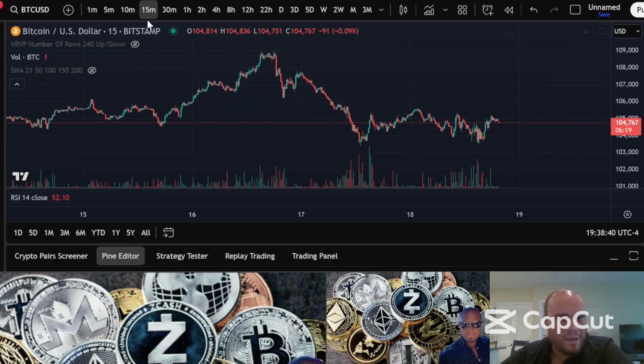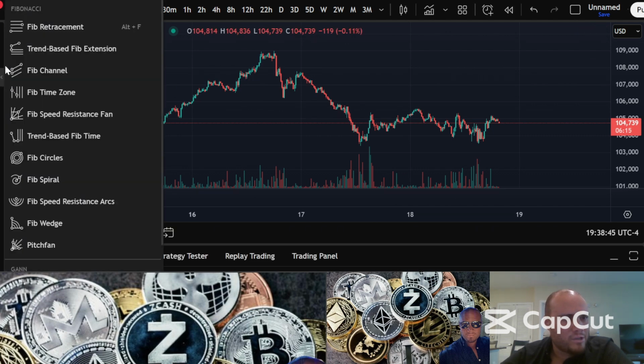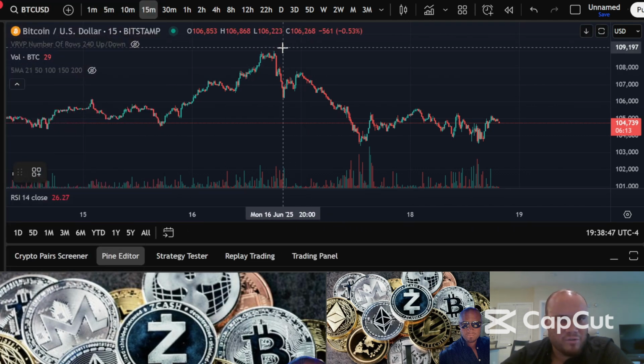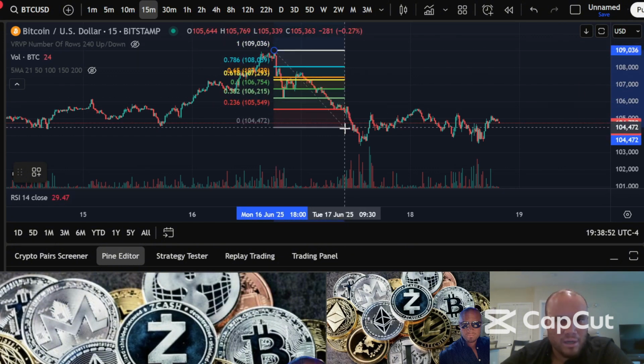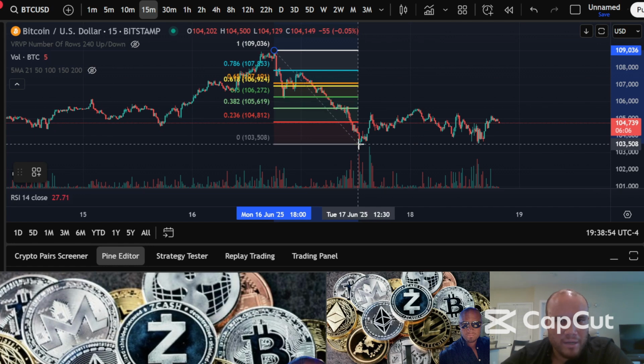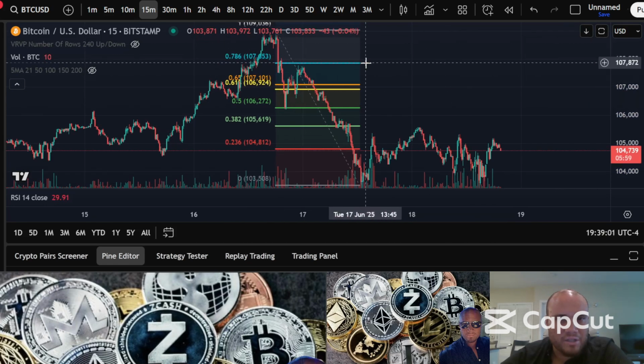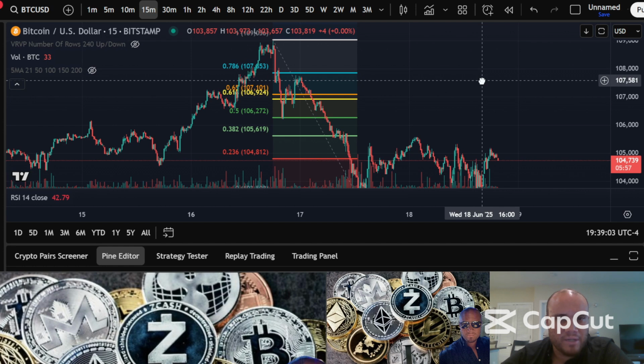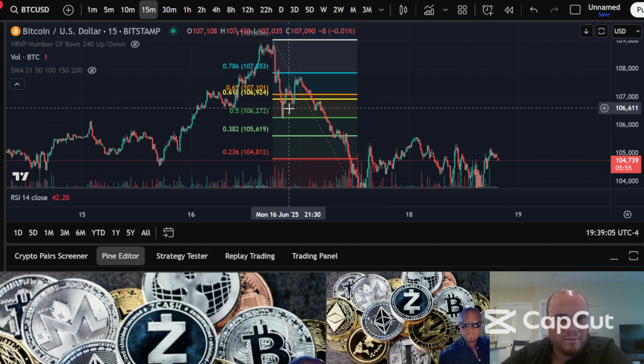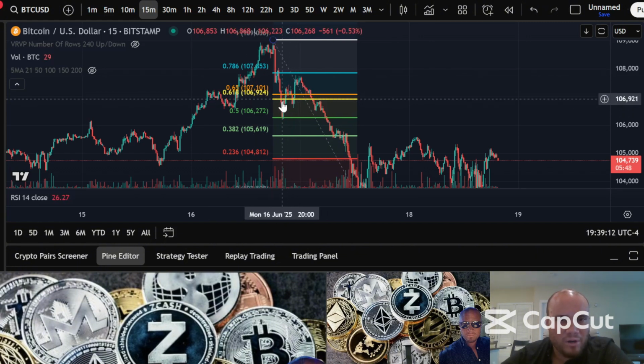Okay, if I'm on the 15-minute time frame here for Bitcoin, I can do another Fibonacci, measuring from the swing high here down to the swing low. And you can see that the price actually respects some of these levels here. As we came down, we came down to this golden pocket, which was acting as support for the most part.